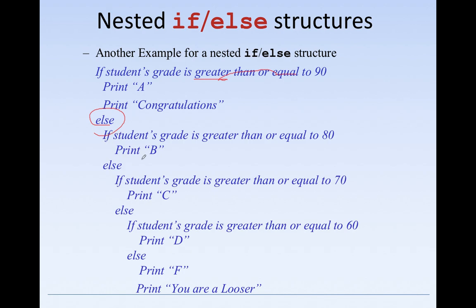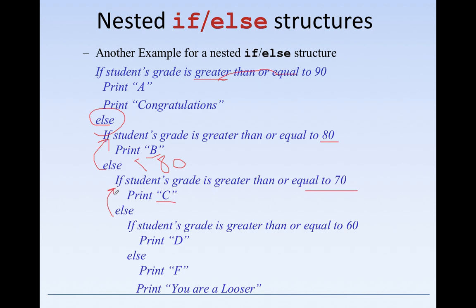If it's strictly less than 90, I would check in a nested if whether the student's grade is greater than or equal to 80, then he's a B. Else for this if is the opposite. What's the opposite of greater than or equal to 80? I'm sure he's less than 80. So else means he's less than 80. I will check if it's greater than or equal to 70, then he's definitely a C.